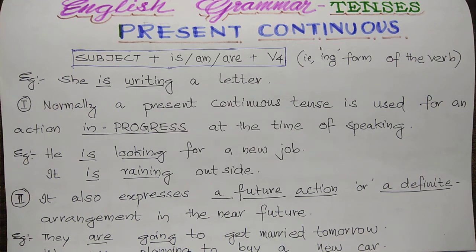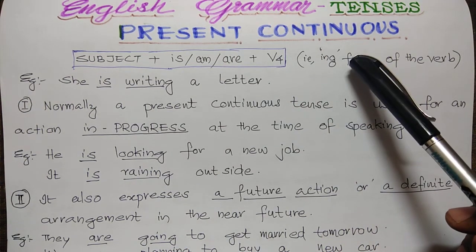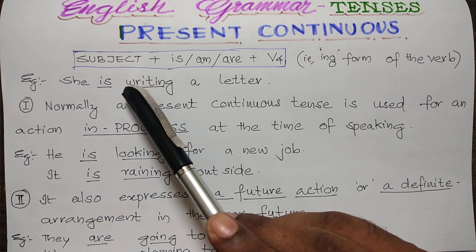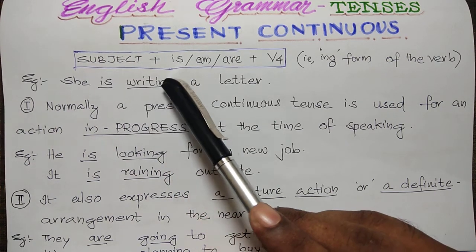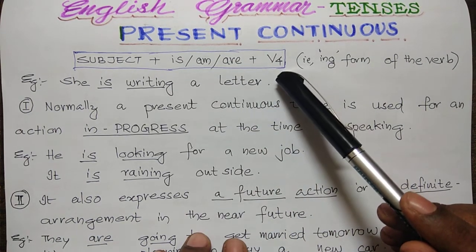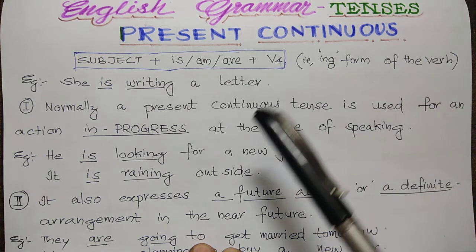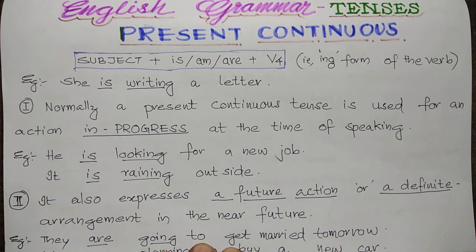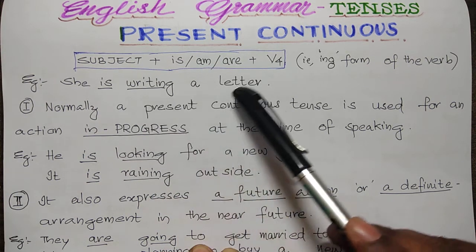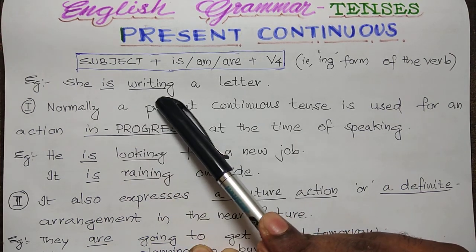English grammar tenses. The present continuous tense. The structure of the tense is subject plus is, am or are plus V4 of the verb, that is the ing form of the verb. This we have already discussed in the previous lessons. So there is an example. She is writing a letter. So the form is subject plus is plus V4 form, that is the ing form of write.